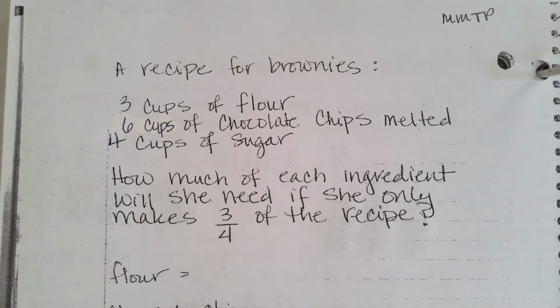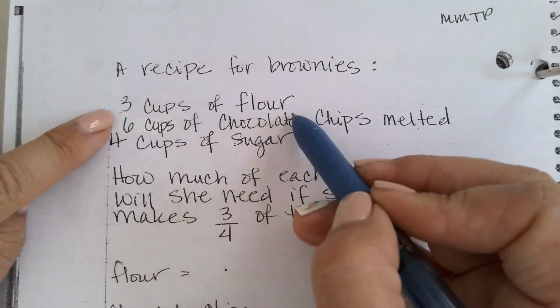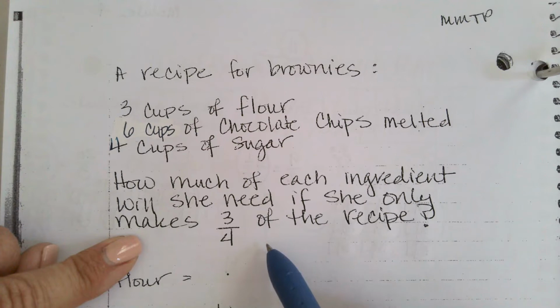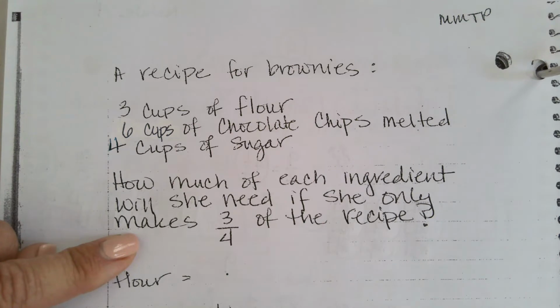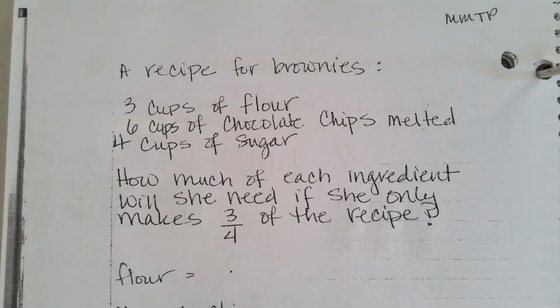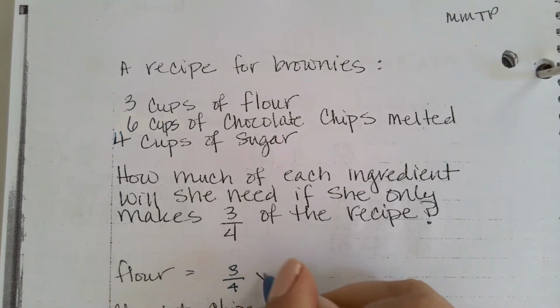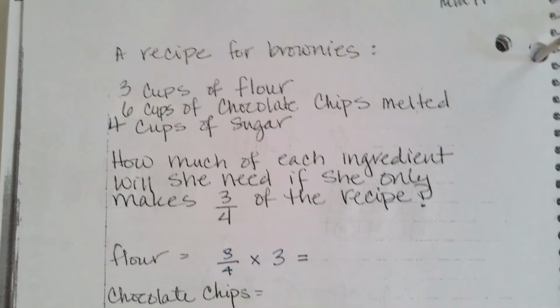So now you need to take each measurement. So this is for a full recipe, right? This is a full recipe, but we're only making 3/4 of that recipe. So again, what have we been doing in the last 4 or 5 lessons? Multiplying a fraction by a whole number, right? So what do you think we're going to continue to do? We're going to multiply a fraction by a whole number. What is our fraction? Well, it's 3/4, right? And what's our whole number for flour? Okay, it's 3.